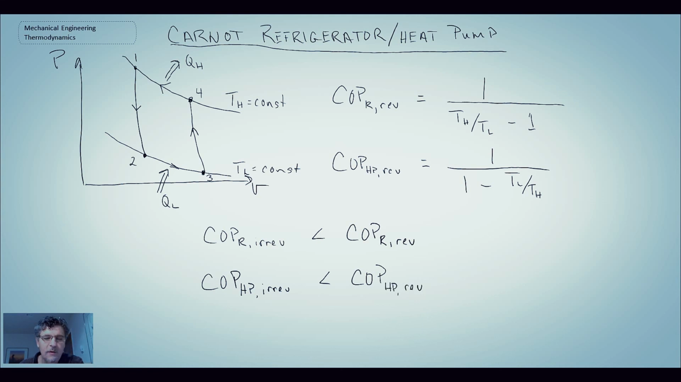So what the Carnot refrigerator heat pump cycle does is give us an idealization with which we can compare. And the reversible coefficients of performance are basically the best performance we would be able to achieve.